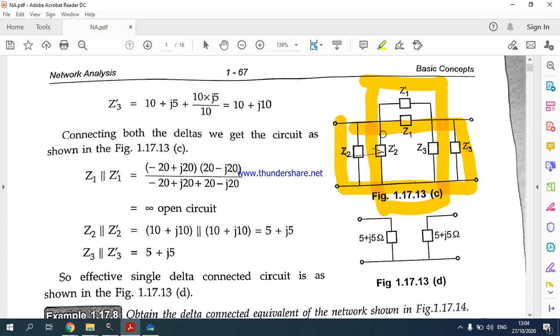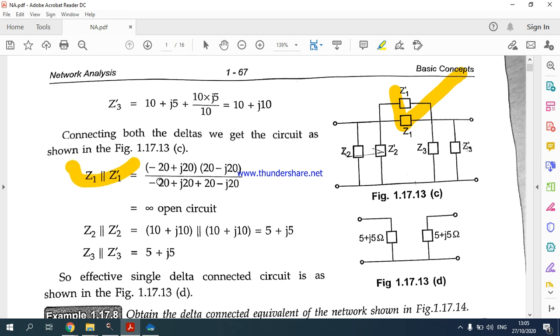That has been rearranged. Okay, next tell me what simple procedure I can follow now to simplify this. What procedure can I follow to simplify this one? What are the parameters that are parallel here? Z1 parallel with? Yes, Z1 parallel with Z1 dash. Next, Z2 parallel with Z2 dash. Next, Z3 parallel with Z3 dash. They have simplified these three.